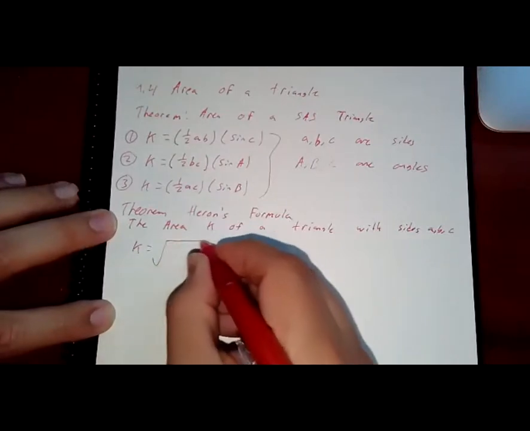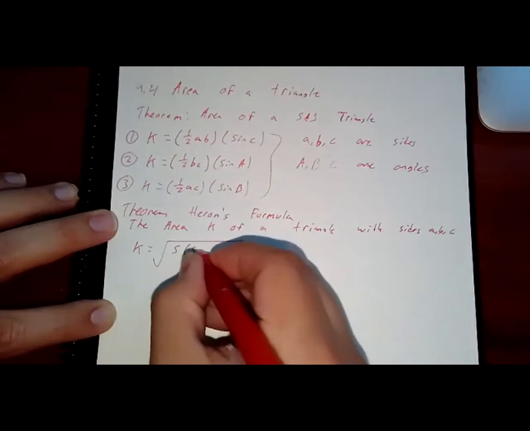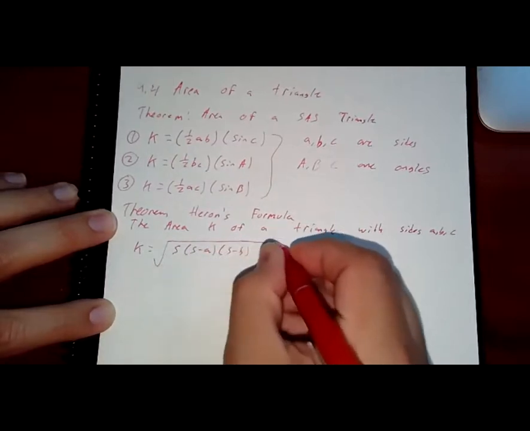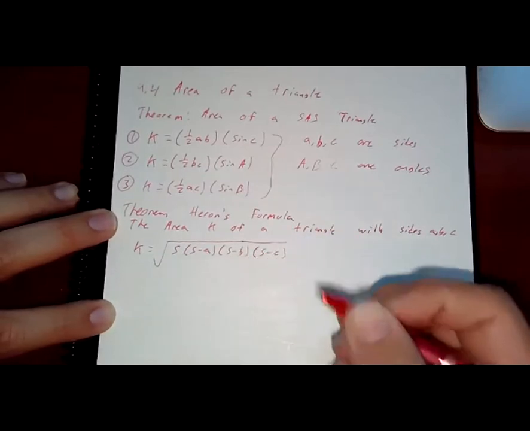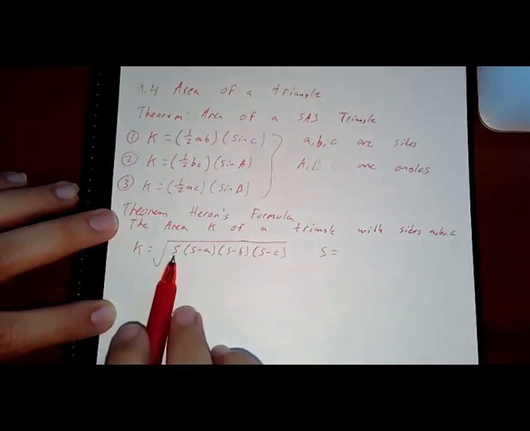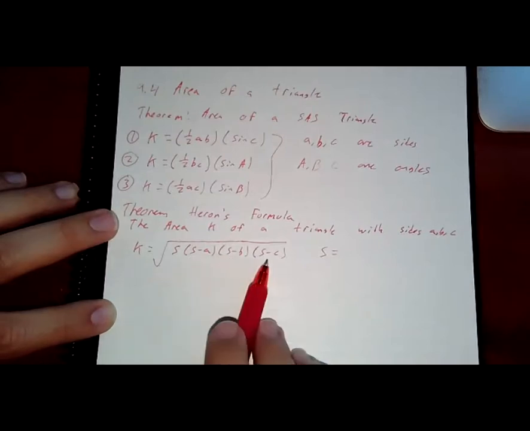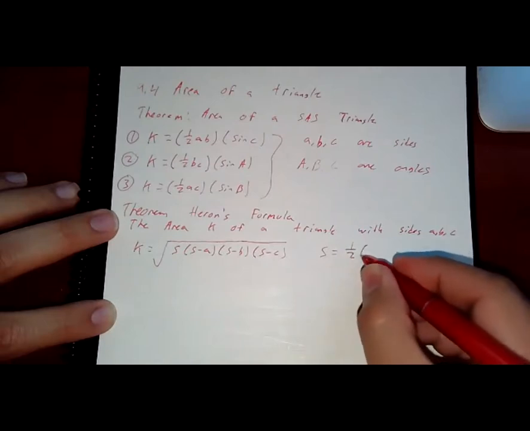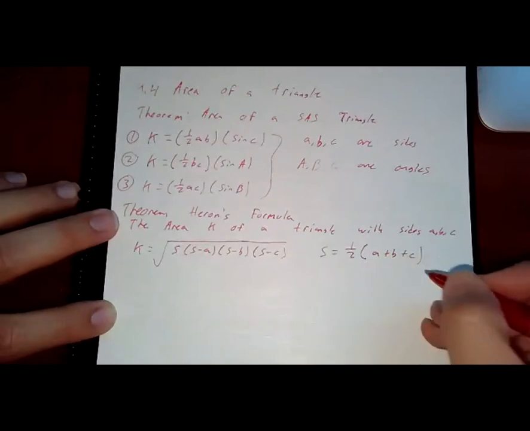Honestly, I prefer to find the sides and use this one just because. You can use whatever you like, though. Whatever works, I'll be happy. As long as it's legit math, doesn't matter. All right, so it's going to be the square root of S times S minus A times S minus B times S minus C, where S is defined as 1/2 the sum of the sides, A plus B plus C.